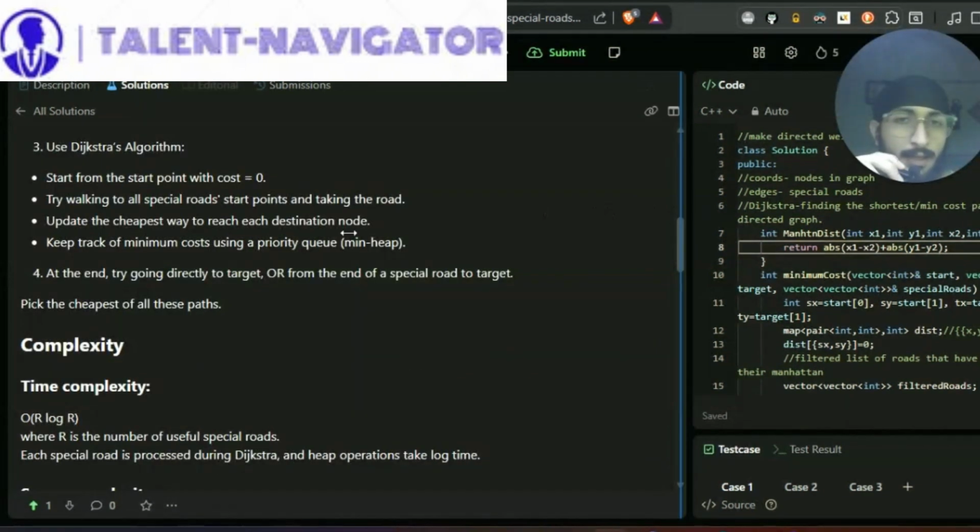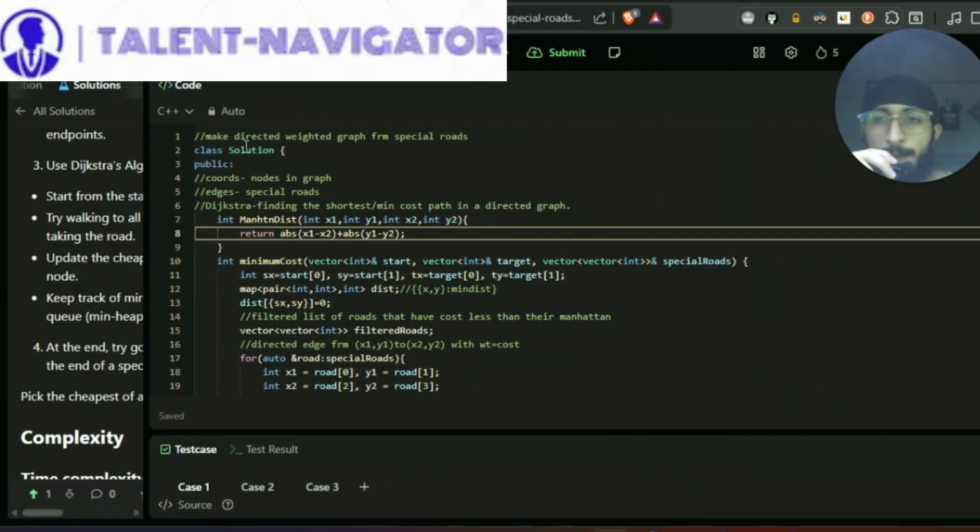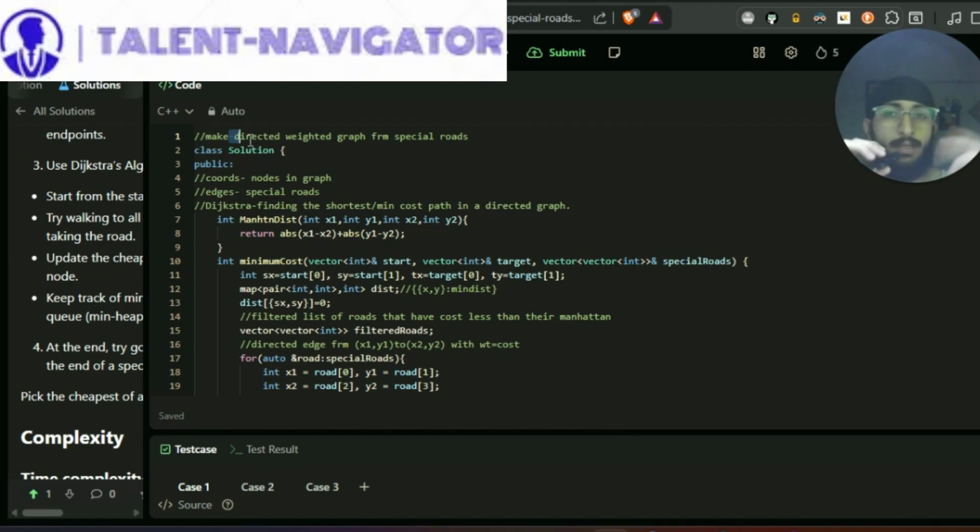Now, I'll come over to the code. So this is the coding part. Basically, we need to make a directed weighted graph from the special roads. From basically all the points in the 2D space, we have to consider them as nodes so that we can apply Dijkstra's. So here, coordinates are nodes in the graph, and the edges are the special roads. And Dijkstra will be used to find the shortest or minimum cost in the directed graph, as I already told you a lot of times.